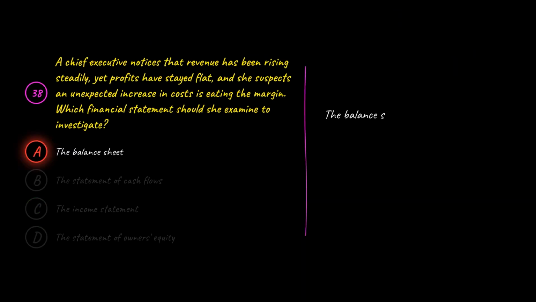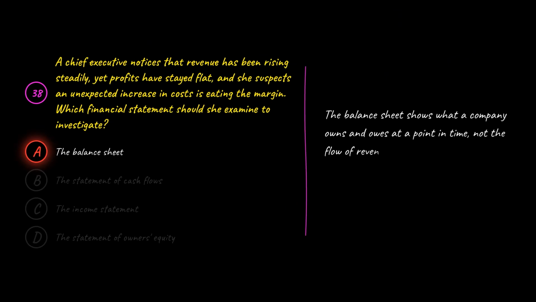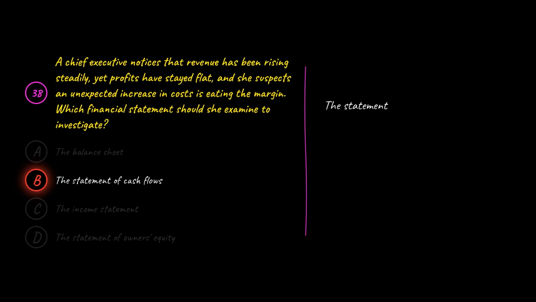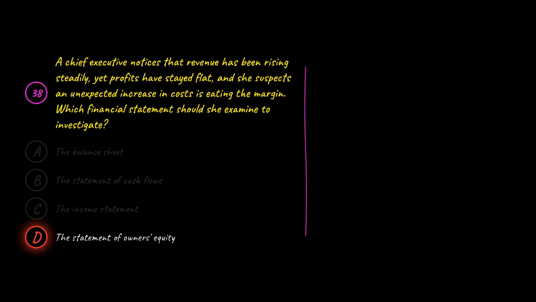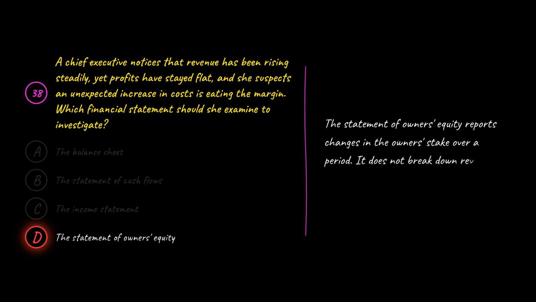A is wrong because the balance sheet shows what a company owns and owes at a point in time, not the flow of revenues and expenses. It would not directly reveal why profit is flat despite rising sales. B is wrong because the statement of cash flows tracks the sources and uses of cash, not the relationship between revenue and expenses. A margin problem caused by rising costs is best seen on the income statement. D is wrong because the statement of owner's equity reports changes in the owner's stake over a period. It does not break down revenues and expenses to expose a cost increase.